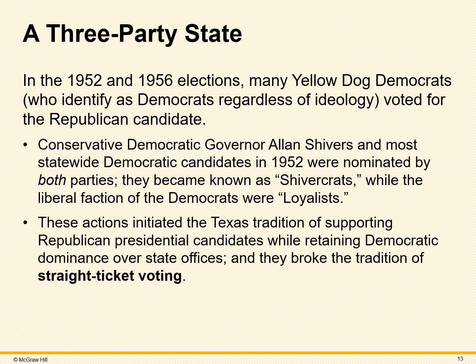A three-party state. In the 1952 and 1956 elections, many yellow dog Democrats, who identify as Democrats regardless of ideology, voted for a Republican candidate. Conservative Democratic Governor Allan Shivers and most statewide Democratic candidates in 1952 were nominated by both parties. They became known as the Shivercrats, while the liberal faction of the Democrats were known as the Loyalists. These actions initiated the Texas tradition of supporting Republican presidential candidates while retaining Democratic dominance over the state offices, and they broke the tradition of straight-ticket voting.